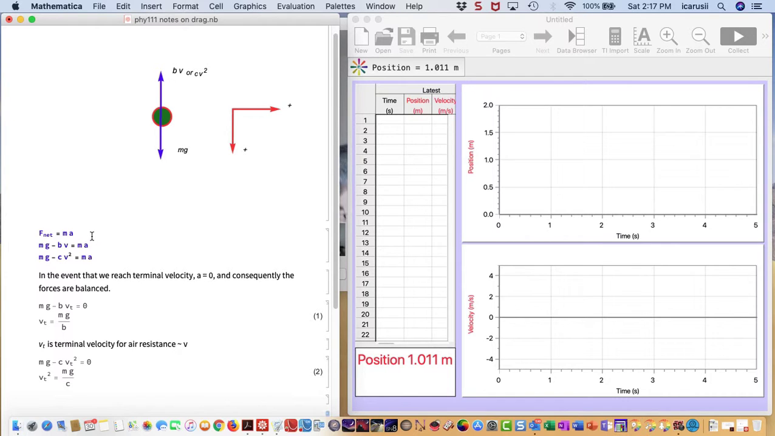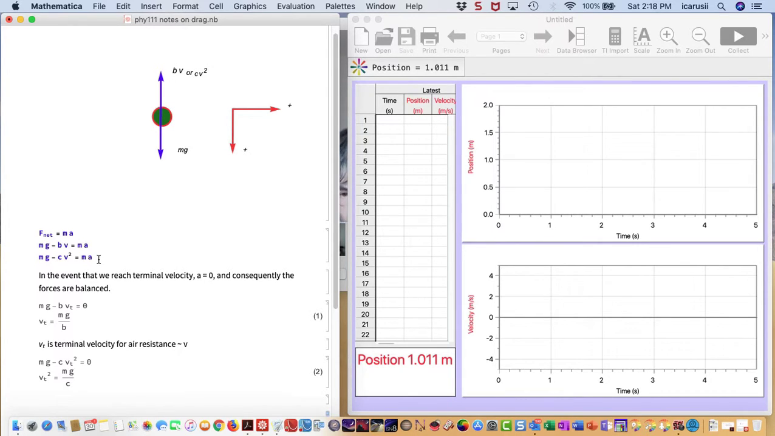Now, using Newton's laws, the sum of the forces equals mass times acceleration, I have one of two choices. If the object is falling and the air resistance is proportional to the velocity, then I have the first expression up here, mg minus bv equals ma. If, on the other hand, and this is especially true for extended objects, the air resistance is proportional to the square of the velocity, then the equation we have to solve is mg minus cv squared is equal to ma. So, how are we going to solve this?